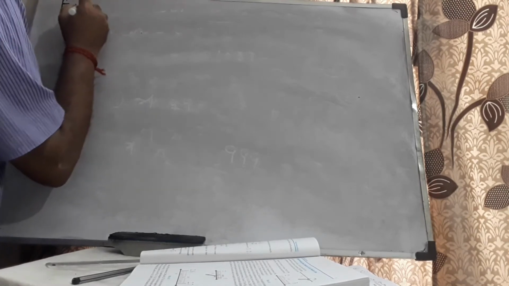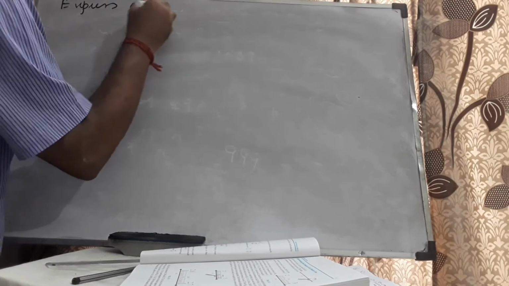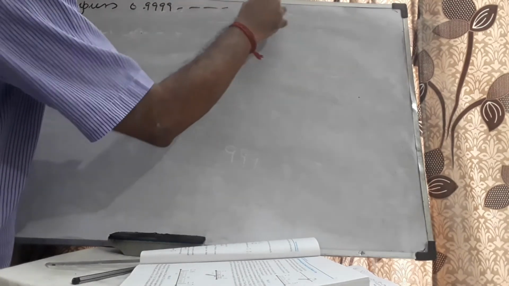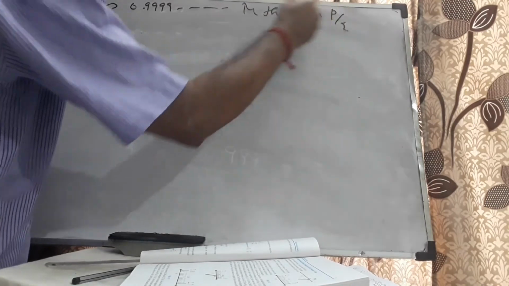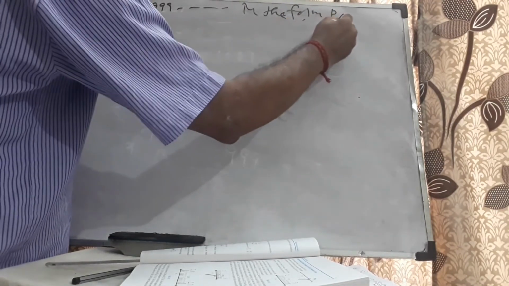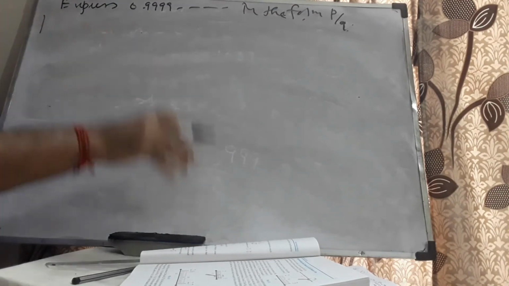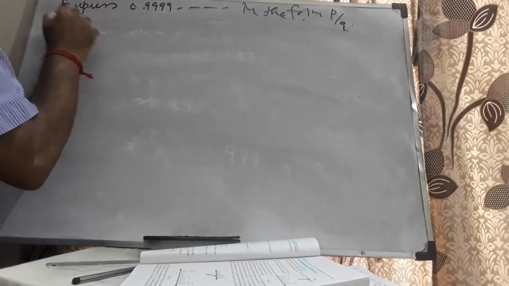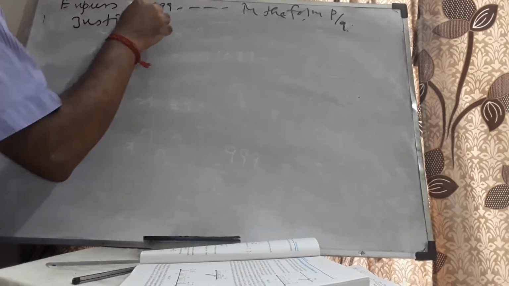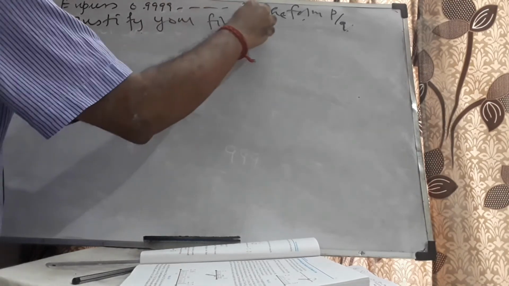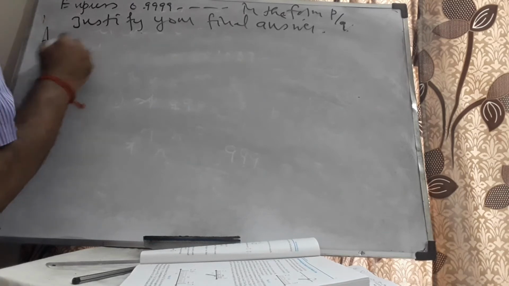Okay, now listen carefully. In the same way, just try to express 0.999 etc. in the form p by q, and justify your answer further. Why are you getting so? Just listen carefully. Justify your final answer. I have to bring it to the form p by q. What happens? Let us see. Answer.